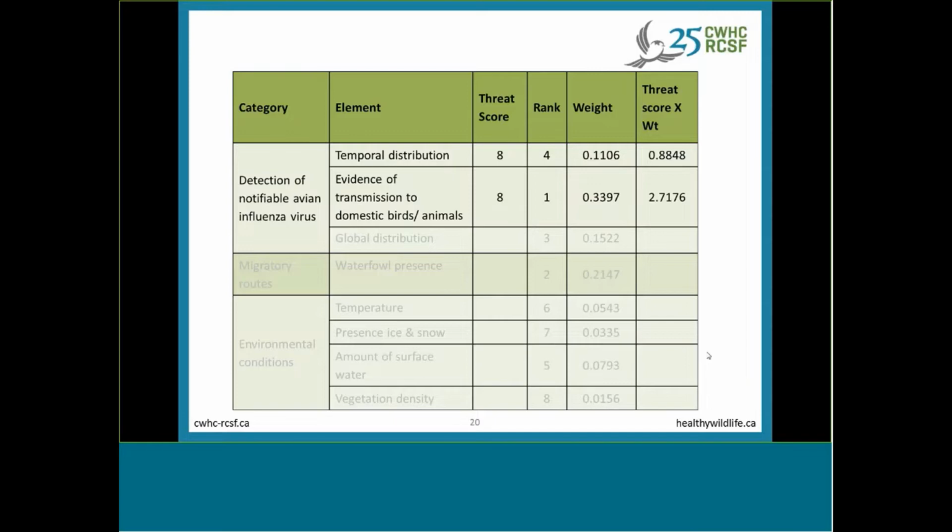So when we ran the retrospective study, this is what we noticed. For these two elements, temporal distribution and transmission, both of which are ranked quite high, because of the sort of recurrent detection of viruses in Asia, especially the H7N9 and H5N6 that popped up throughout the study period, these two elements were ranked at high threat because they've persisted over years and there has been transmission of these viruses to other animals, including people. So they were ranked at an 8 throughout the study and they didn't change.